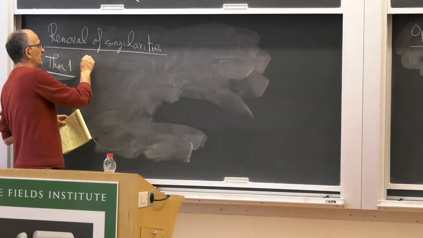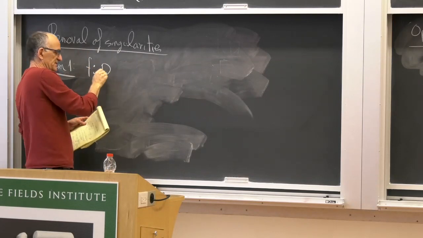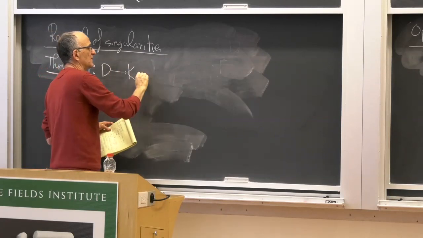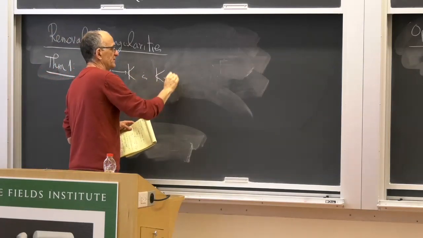Okay, let's have f again. Let's assume it's the unit disk for simplicity. It doesn't matter, it's all a local statement. So f from D to K is always definable, K differentiable.